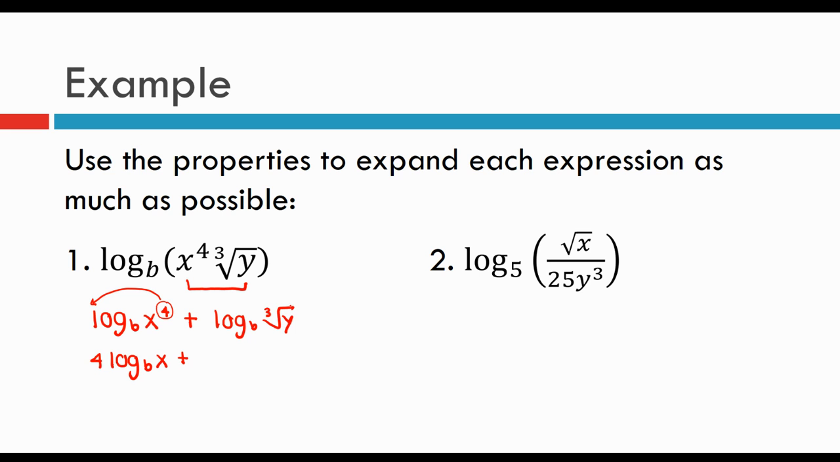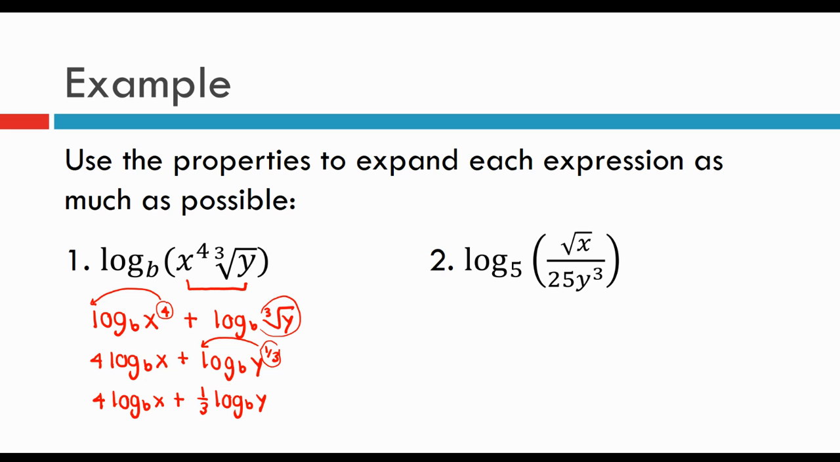If you notice that the second term here has a radical, I'm going to go ahead and think of it in terms of an exponent. The cubed root is the same thing as an exponent of 1/3. So we get to continue to simplify. That 1/3, we get to use the product rule. That gets to move out in front. So 4 times log base b of x plus 1/3 times log base b of y.